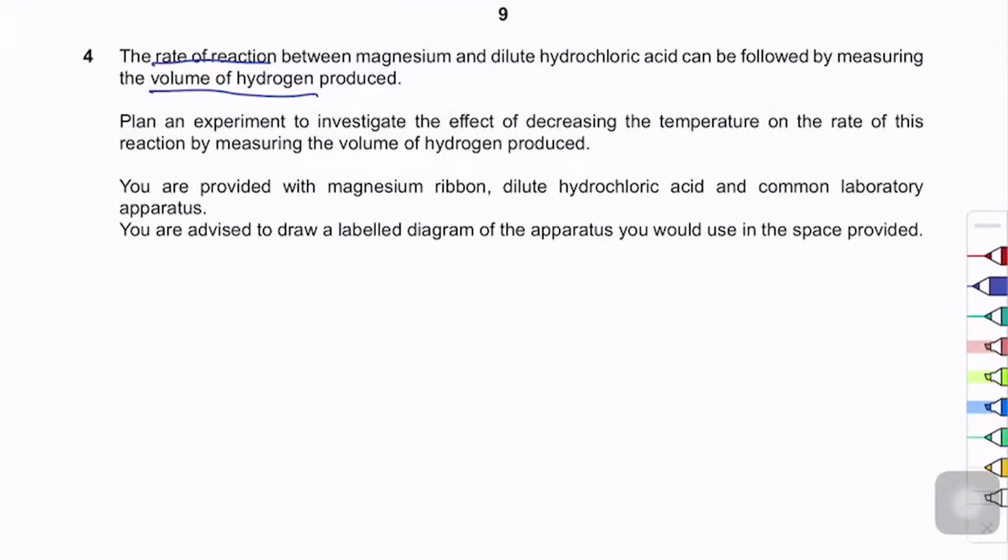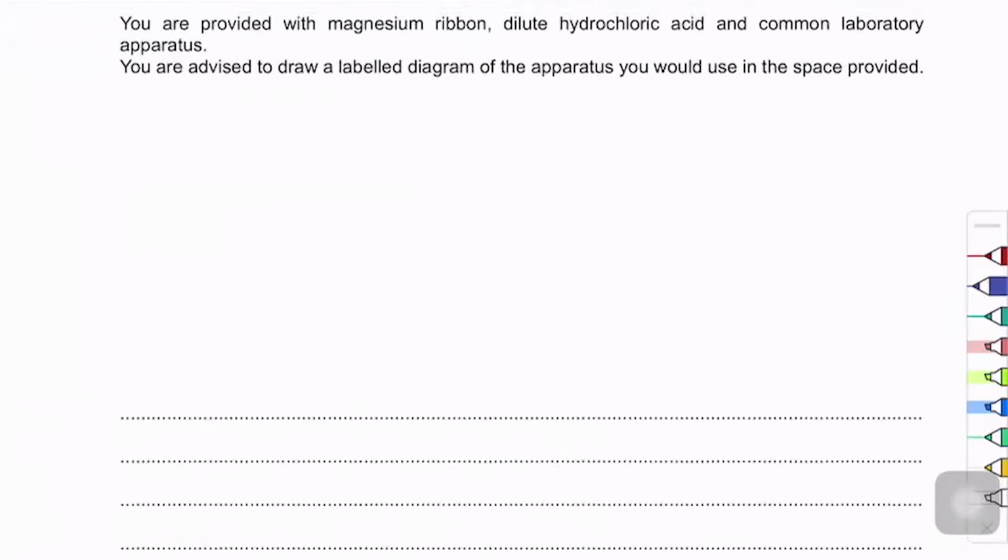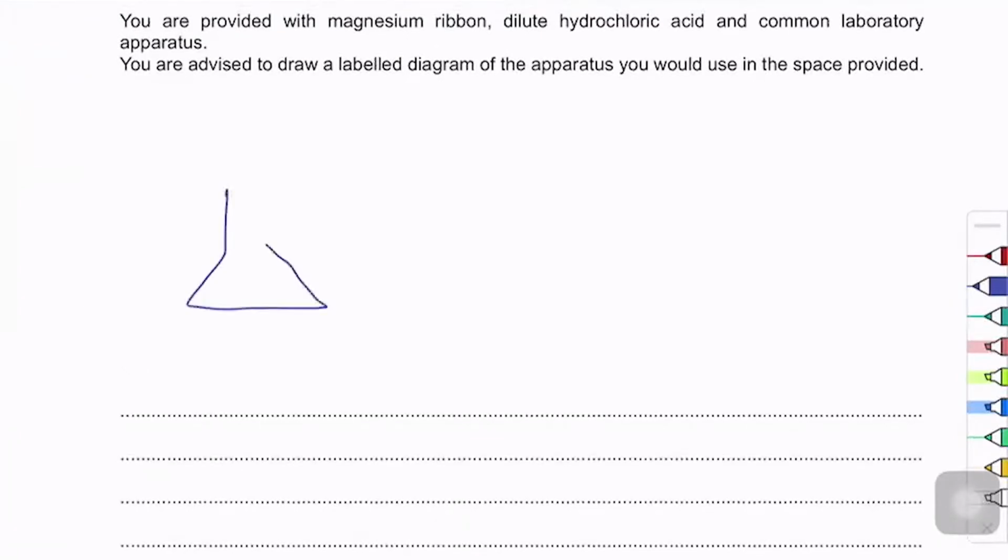And what other factors can those be? Mass of magnesium, concentration of acid, volume of acid. All of that needs to be fixed so that we can have a good comparison. And that's what we'll do. So first of all, you have magnesium ribbon and dilute acid. We add the ribbon. So we need a conical flask with magnesium in there. So that is magnesium ribbon.